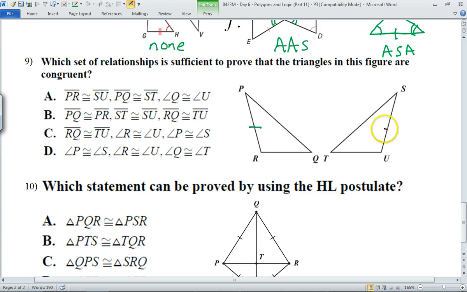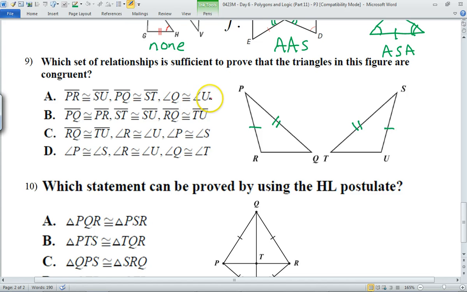Are you gonna count off if we don't mark on it? Yeah, I should see some kind of marks. That's a good question. PQ is congruent to ST. So far, so good. Could be something.